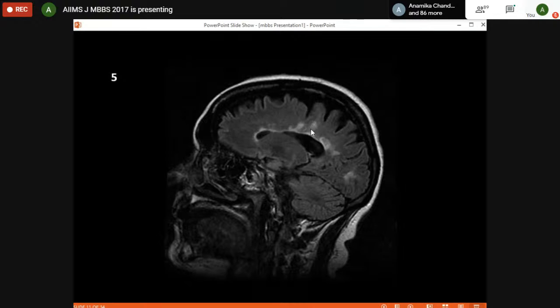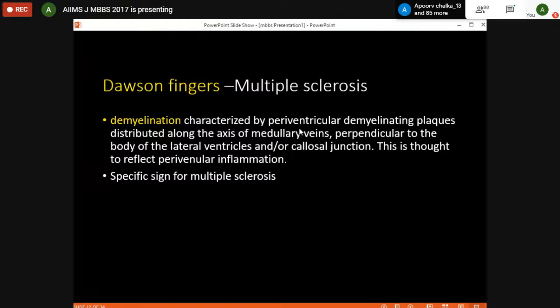And if somebody asks you to explain it, you have to say it is demyelination, which is seen in the periventricular location, and it is usually perpendicular to the surface of the ventricles. All right. So Dawson fingers are due to demyelination in the periventricular regions, and it is basically plaques. These are demyelinating plaques, and it is very specific for multiple sclerosis. All right. You guys are doing good.